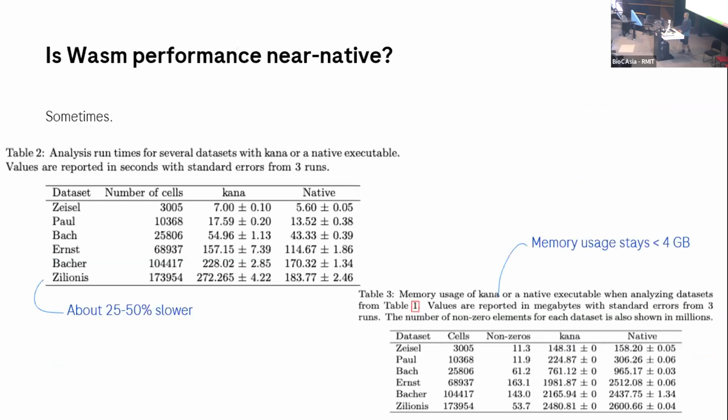So with all these performance tweaks, how does Wasm actually do in terms of performance? Is it near native as claimed? Well, the answer is sometimes, which is probably the least satisfying answer, but whatever.